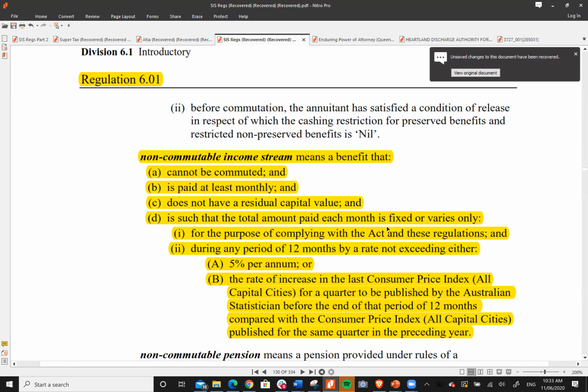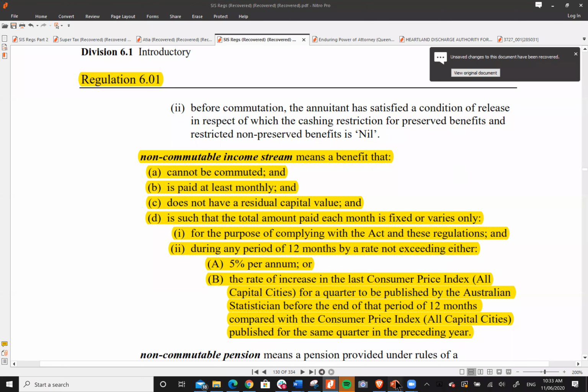It's such that the total amount paid each month is fixed or varies only for the purpose of complying with the Act and these regulations, and during any period of 12 months by a rate not exceeding either 5% or the rate of increase in the last CPI for a quarter to be published by the Australian Statistician before the end of that period of 12 months compared with the CPI published for the same quarter in the preceding year. So you probably use the 5% per annum, because CPI is in the realm there. So they can be increasing. But it just shows you a temporary incapacity or non-commutable income stream can last, obviously, beyond 1 year, which we're going to have a look at.